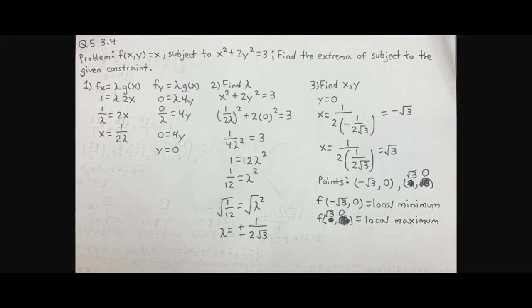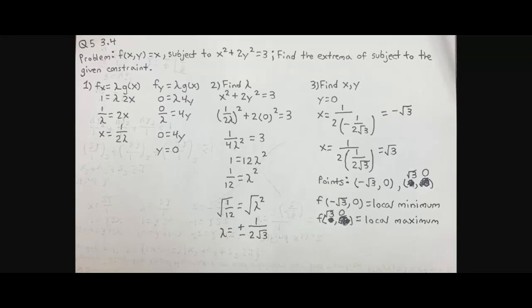For x, we got 1 over 2 lambda. So now I have (1 over 2 lambda) squared. And then for y, it's just 0, so plus 2 times 0 squared is equal to 3. Anything times 0 is 0. And then I multiplied 1 over 2 lambda times 1 over 2 lambda to get 1 over 4 lambda squared is equal to 3. And then I brought our denominator up on the left side. So I did 4 lambda squared times 3, which gives 1 is equal to 12 lambda squared.